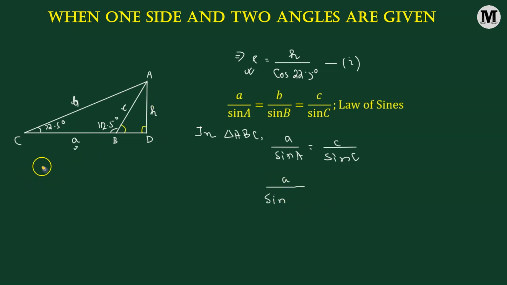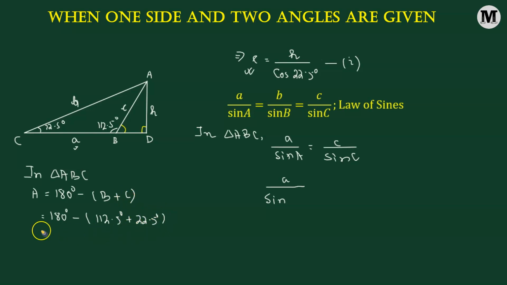Here we can again use the triangle ABC. What is the angle measure of A? Angle A is simply 180 degrees minus (B plus C), because we know that in triangle ABC the sum of the three angles adds up to 180 degrees. So we have 180 degrees minus angle B, that's 112.5 degrees, added to angle C, that's 22.5 degrees. When we compute this, we get 45 degrees. So the angle measure of A is 45 degrees.